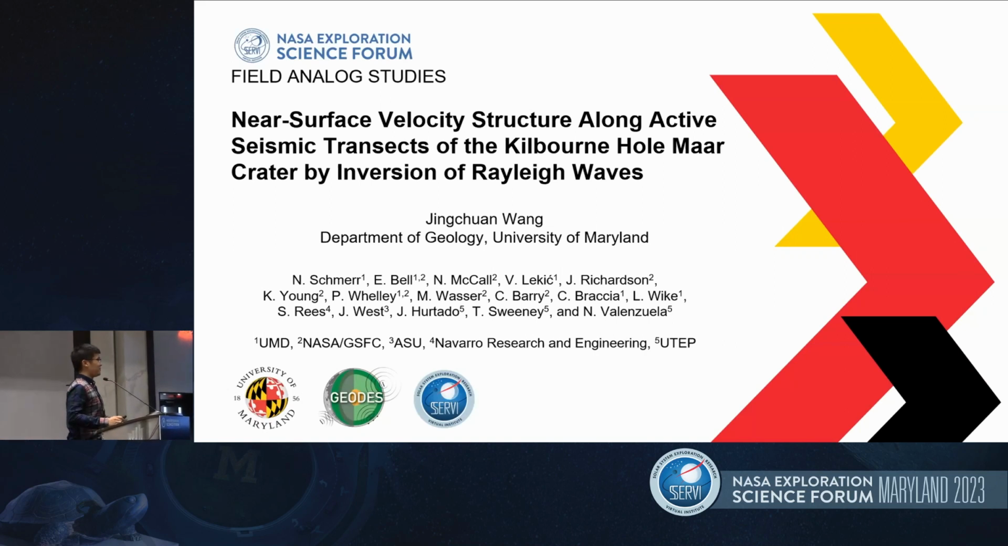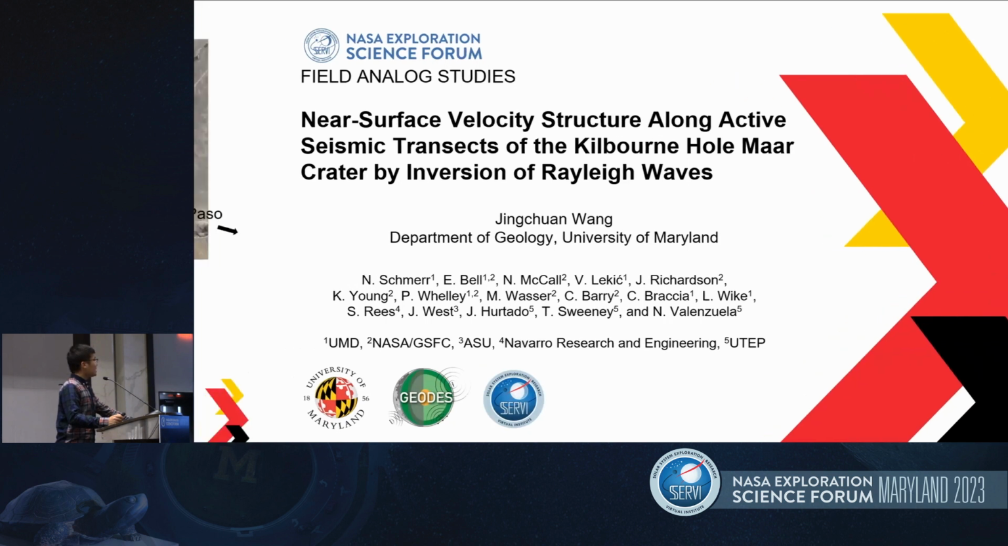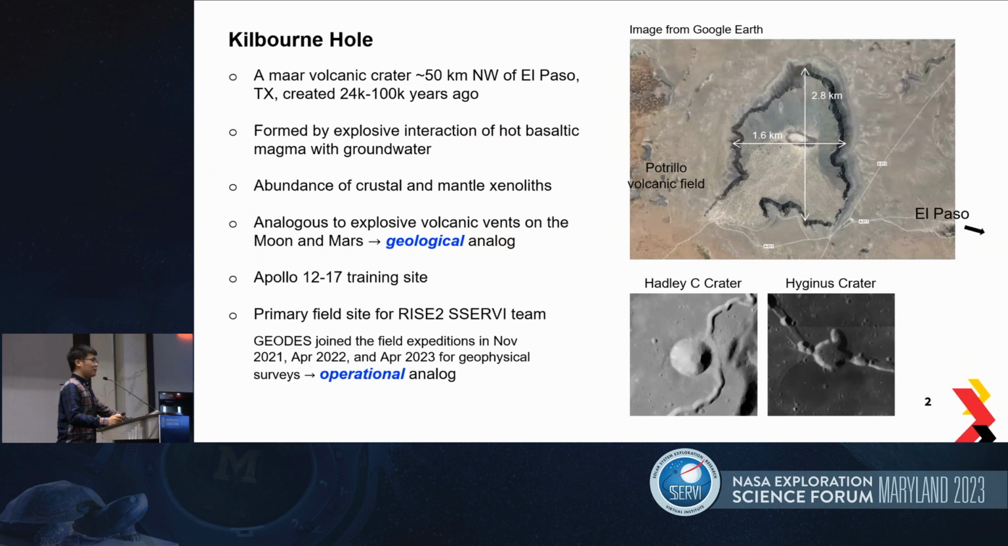Good afternoon, everyone. I'd like to continue the story of Kilbourne Hole and talk about the near surface velocity structure using one type of seismic waves called Rayleigh waves. This work is funded through the NASA SURVEY GEOS project and is supported by our collaborators from UMD, ASU, NASA Goddard, and UTAP.